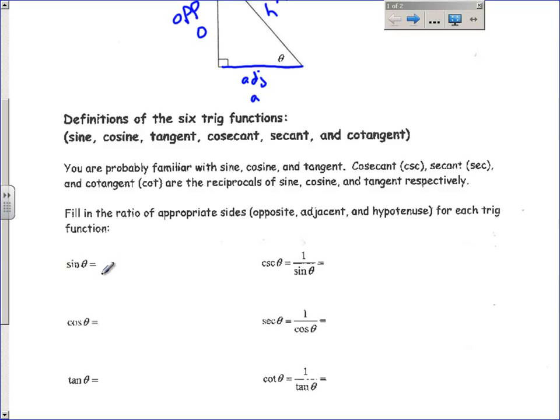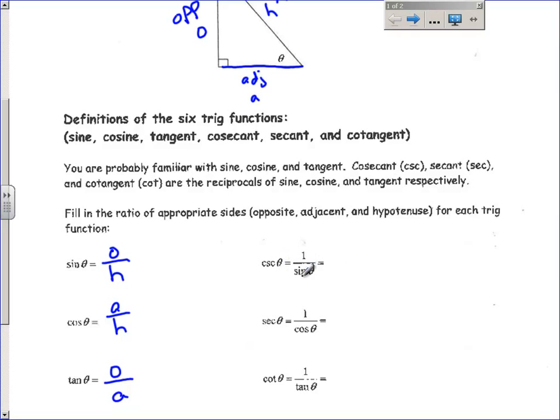Now the sine of theta is always going to equal the opposite side divided by the hypotenuse. So if this is theta, the sine of theta is the opposite side divided by the hypotenuse. And the cosine of theta is the adjacent side divided by the hypotenuse. And the tangent of theta is the opposite side divided by the adjacent side.